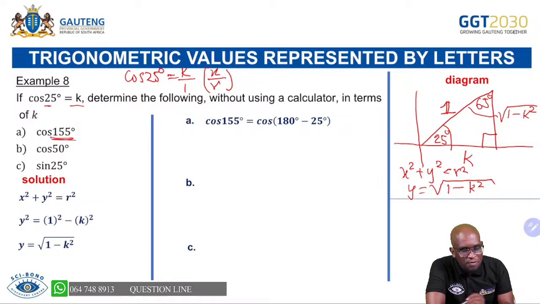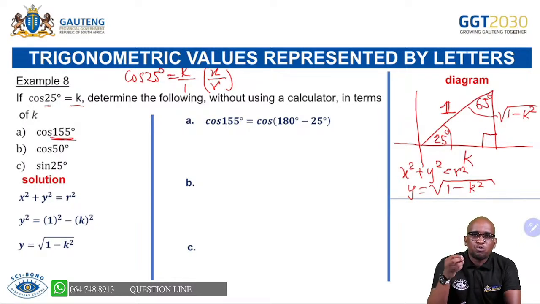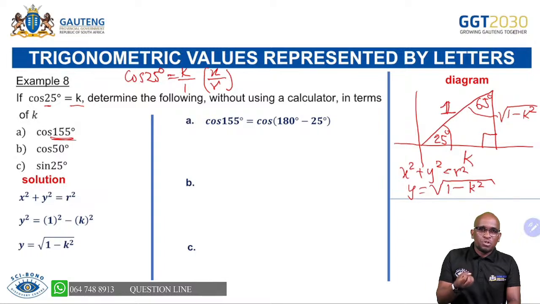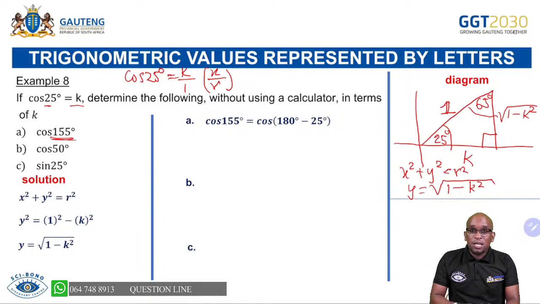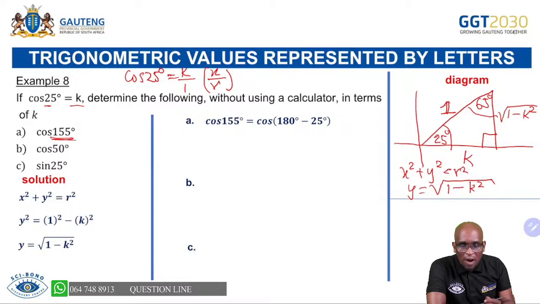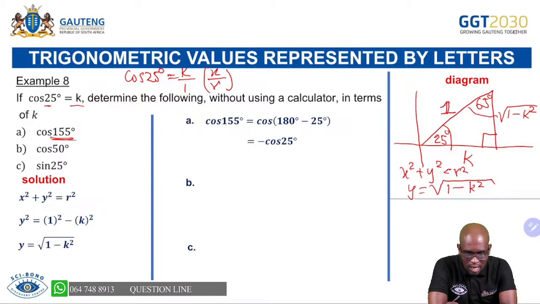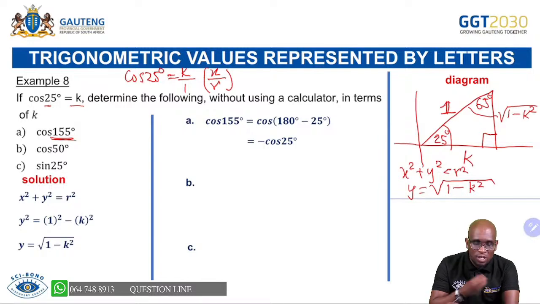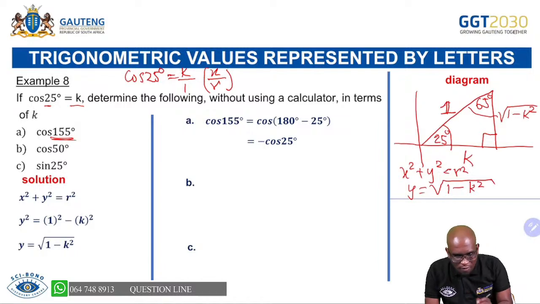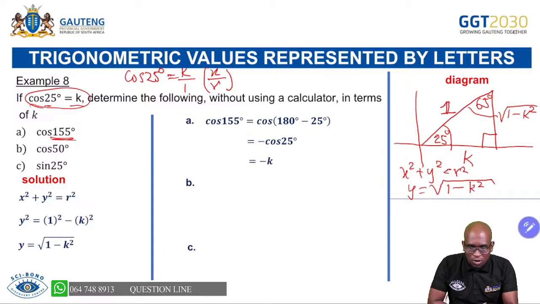This is 155. We are going to reduce it because it is an obtuse angle. We'll reduce it to an acute angle. So we would have that this is 180 minus 25, which reduces to negative cosine of 25 because we are in the second quadrant and the cosine is negative. So we have negative cos 25. We're given cos 25 originally, so this would be negative k.